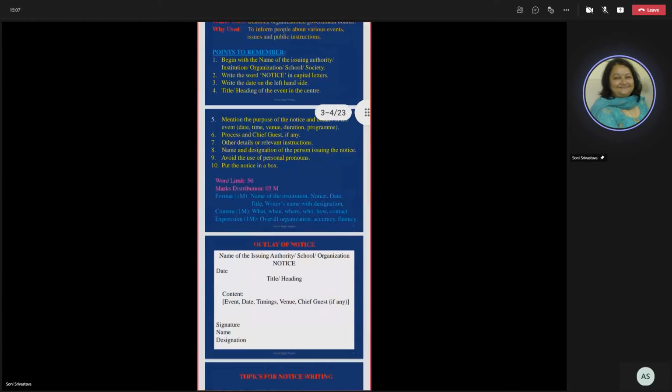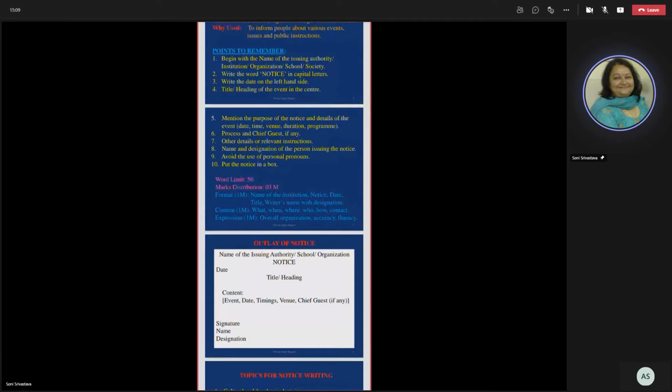And the word limit is 50 words. Marks distribution is 3, which includes format 1 mark, content 1 mark, expression 1 mark. Now see how it is to be written, how it is to be put in a box. Name of the issuing authority, school or organization. Now, the points to remember, now I'm going to explain each one of them.